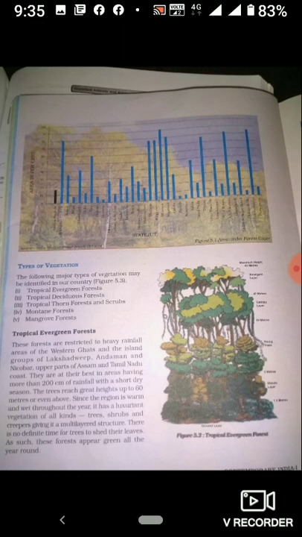Now, the next forest is mangrove forest. The mangrove tidal forests are found in areas of coasts that are influenced by tides.